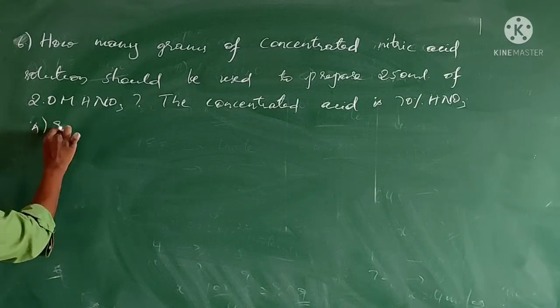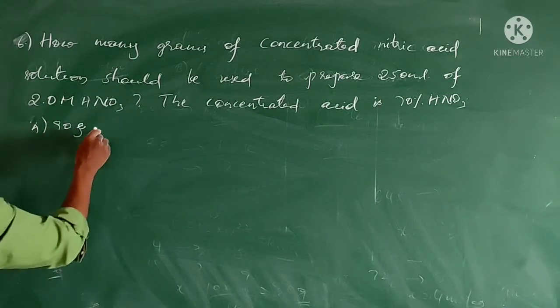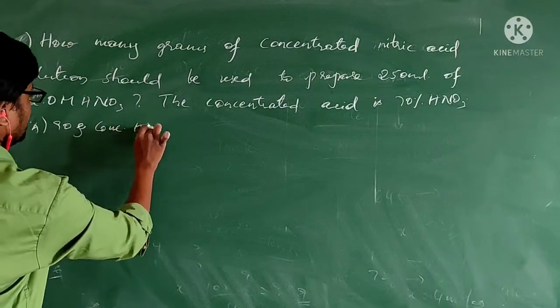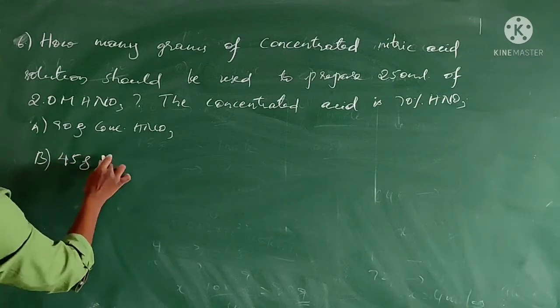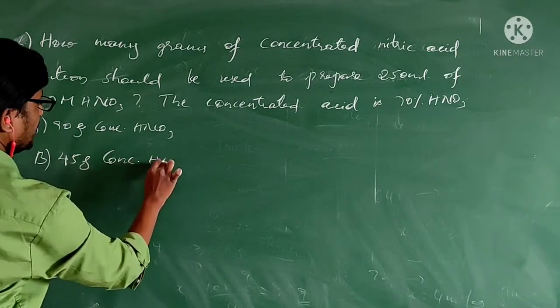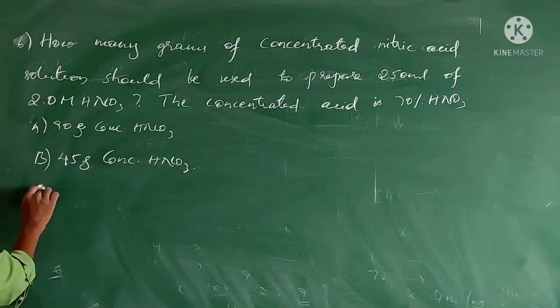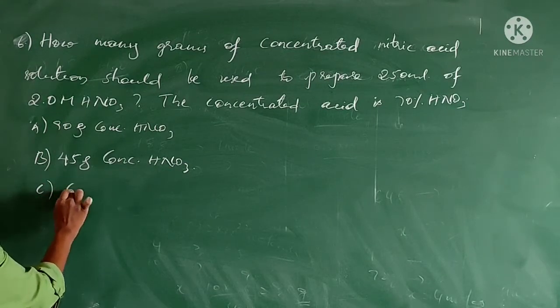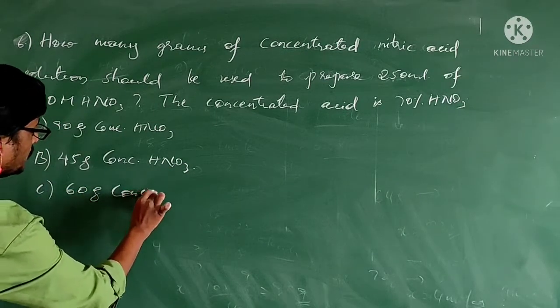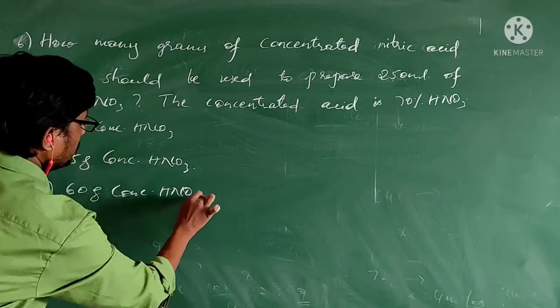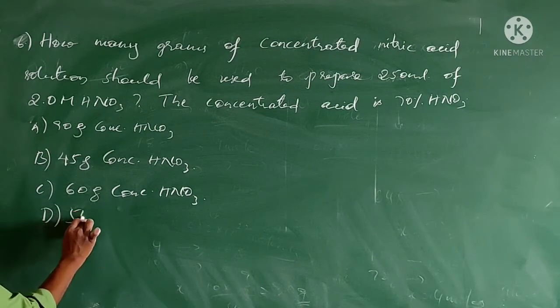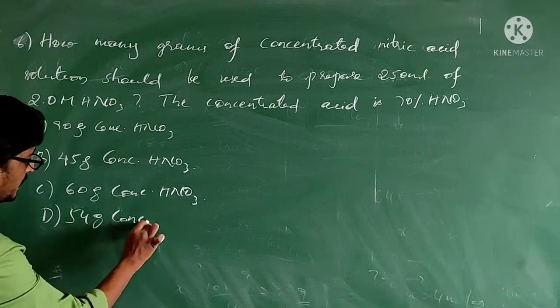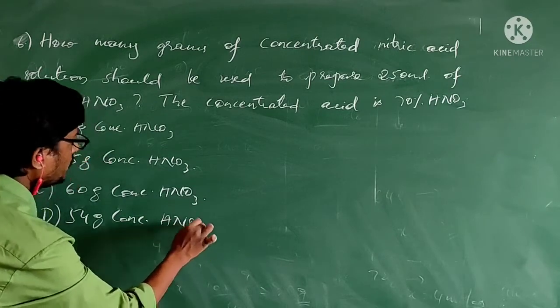Option A, 90 gram concentrated HNO3. Option B, 45 gram concentrated HNO3. Option C, 60 gram concentrated HNO3. And option D has given 54 gram concentrated HNO3. These are the 4 options.